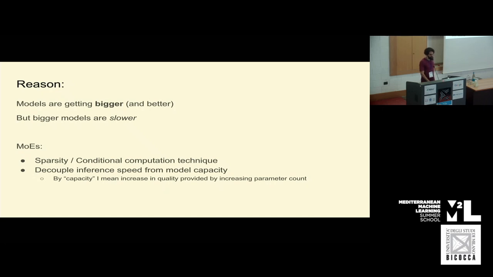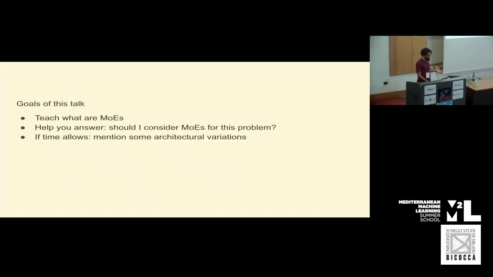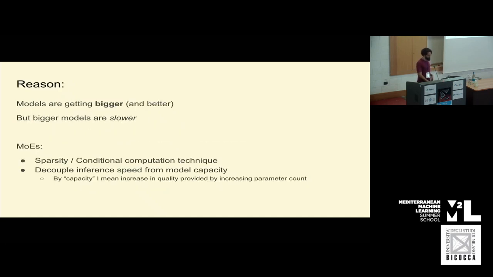And the reason I think they are becoming more popular now is that models, as you might have noticed, are getting bigger, and with that they're also getting better. But bigger models tend to be slower, everything else being equal. MOEs are a sparsity or conditional computation technique that allows you to decouple the speed and model capacity to some extent. By model capacity, I don't want to get very theoretical, so if I say capacity, just think of it as a quality increase from increasing the number of total parameters. This is probably the reason why people are investing so much in them.